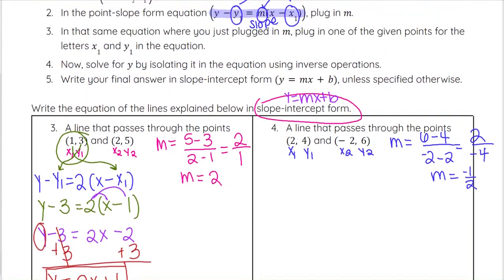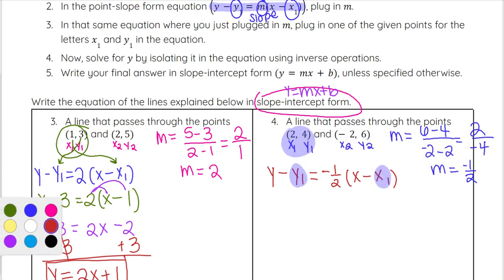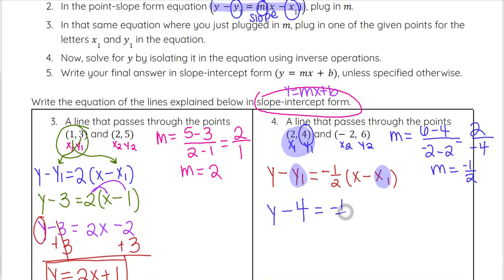Now in point slope form, we go ahead and plug in that negative 1/2. So y minus y1 equals negative 1/2 times x minus x1. Now, additionally, remember, we are going to plug in our x1 and our y1 into our point slope form. So to do that, we have y minus 4 equals negative 1/2 times x minus 2. And that is our setup that's going to allow us to get it eventually into that slope-intercept form.